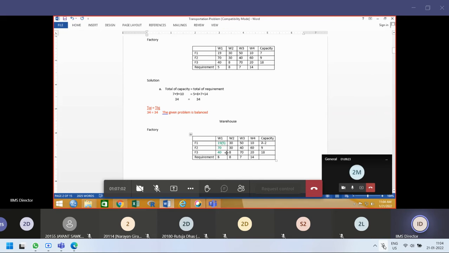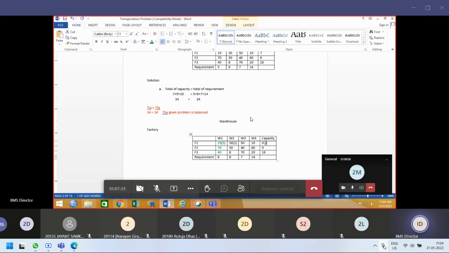Now this is completely blocked. I cannot reallocate in this particular column. So I should move to the next row, next column, right? And here again I can allocate. How much can I allocate now here? Capacity is 2 and requirement is 8. How much to be allocated? 2 I can allocate. So now the factory 1 capacity is completely fulfilled. Nothing is left, right? All 7 tons is allocated.